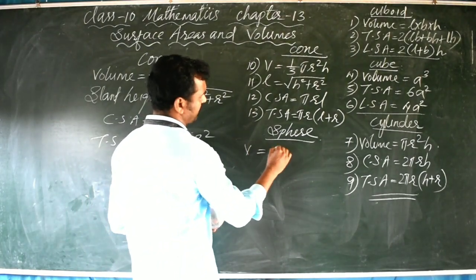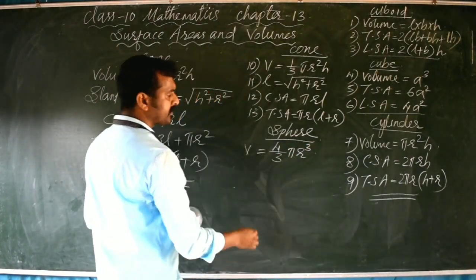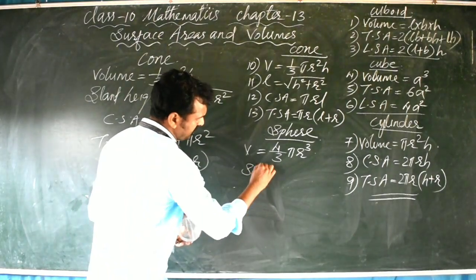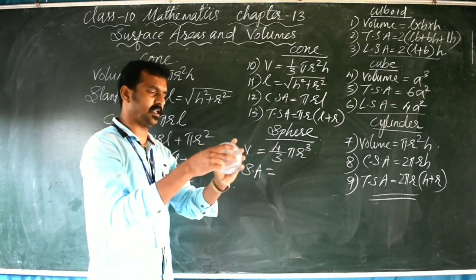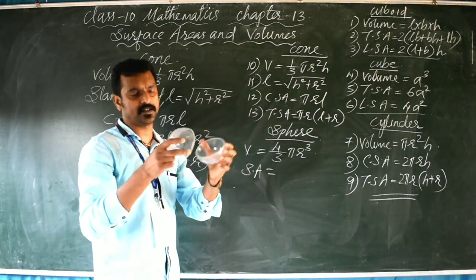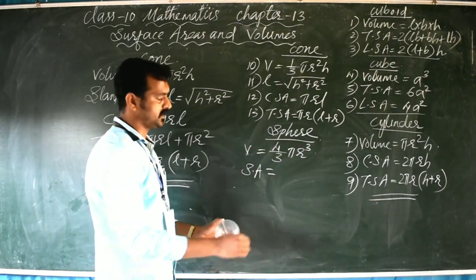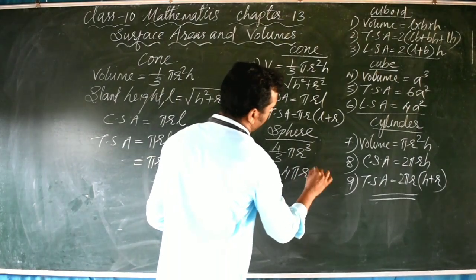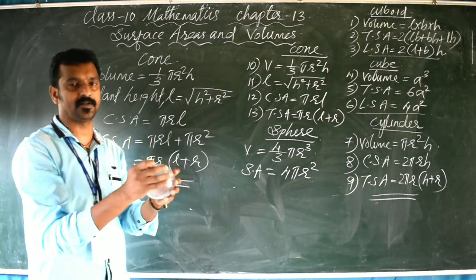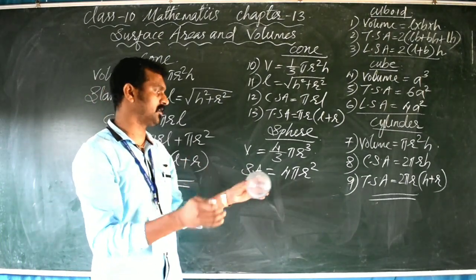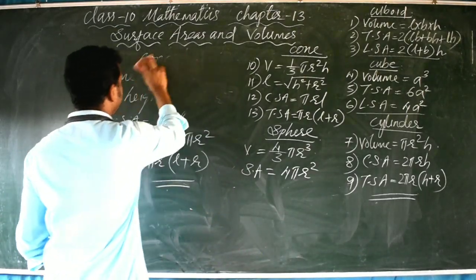So volume of a sphere. Volume of a sphere is equal to, what is the formula? 4 by 3 pi r cube, cubic unit. Then it has only one surface, so we will write surface area only. Volume of a sphere, that is how much space is there inside, that is the volume. Volume of a sphere is equal to 4 by 3 pi r cube. And surface area is equal to, what is the formula? 4 pi r square. Surface area is equal to 4 pi r square. That much only for sphere.